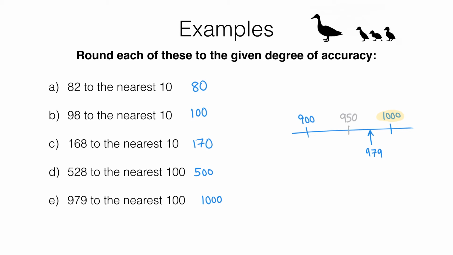Before we look at the next questions, let's just notice when you're rounding to the nearest 10, your answer must be something in the 10 times table. 80, 100, 170, they're all in the 10 times table. If you're rounding to the nearest 100, your answer must be in the 100 times table. This here is in the 100 times table. It's 5 times 100. 1000 is also in the 100 times table. It's 10 times 100. So keep that in mind when we look at the next questions.